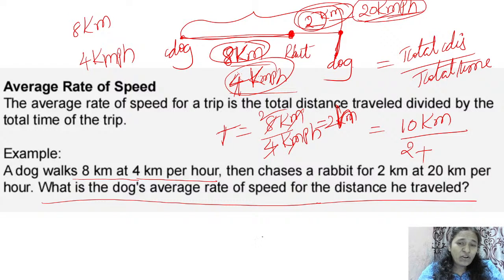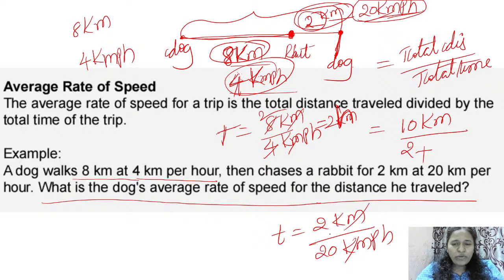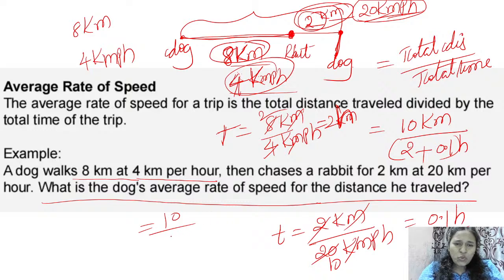The speed is 20 kilometer per hour and the distance is 2 kilometers. That means time is equal to 2 kilometers divided by 20 kilometer per hour. The kilometers cancel. That means 1 by 10 hours, that means 0.1 hours. 2 plus 0.1 hours is 2.1 hours. That means 10 by 2.1, that is 100 by 21 kilometer per hour.